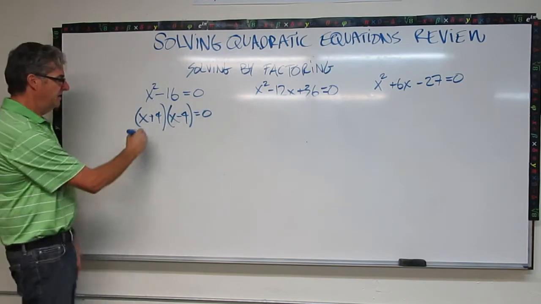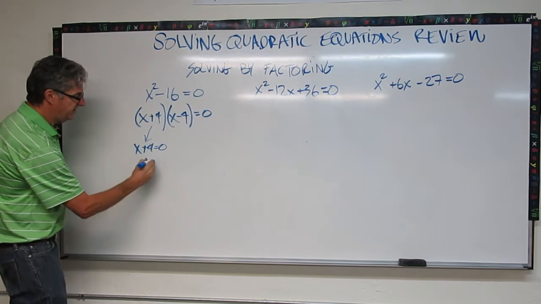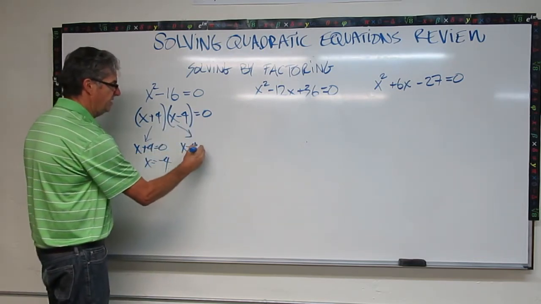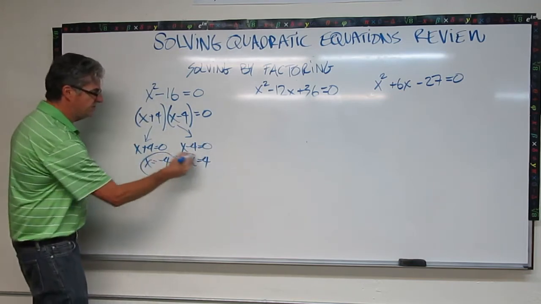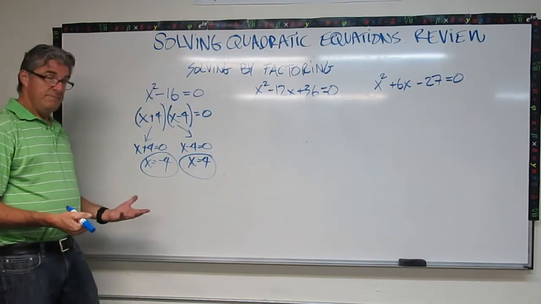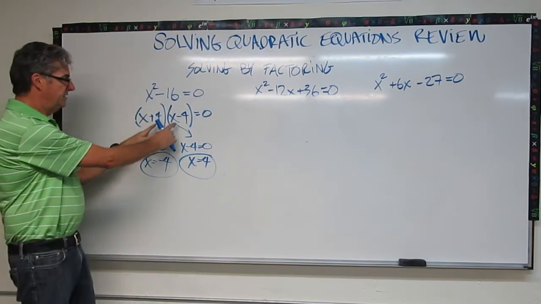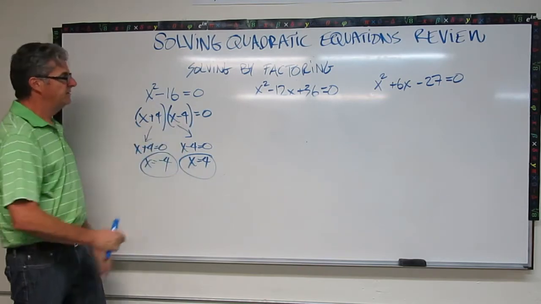That's the factoring. Now this ends up being x plus 4 equals 0, which gives us our first solution as minus 4. And this one is x minus 4 equals 0. Our second solution is x equals 4. So we have these 2 solutions. Okay, so recognize the factoring pattern, factor it, set each factor equal to 0, and solve.